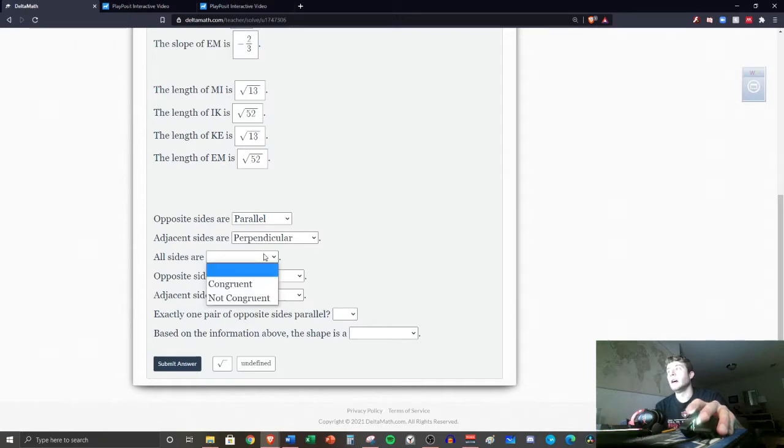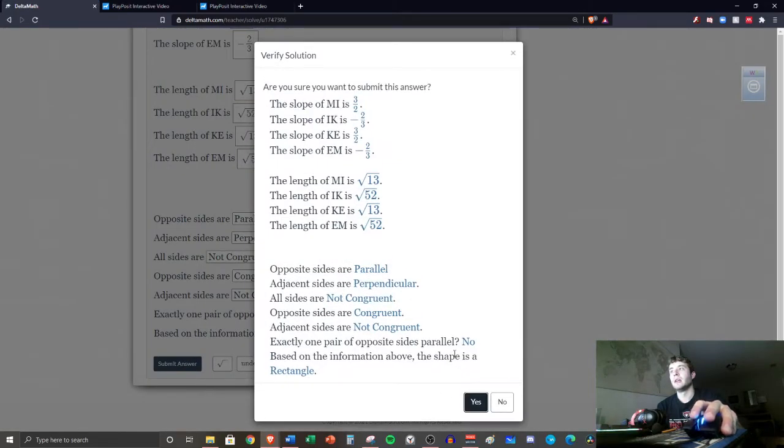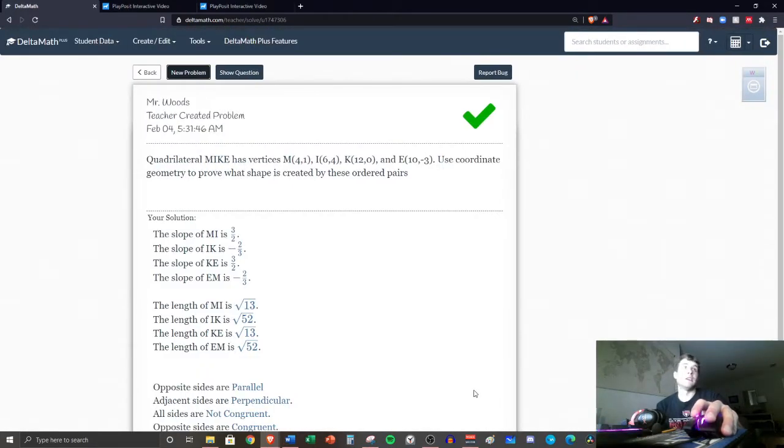All sides congruent? No. If they were, all of these would be equal, and they're not. Opposite sides congruent? Yes, that is true. 52 and 52, square root 52, that's KE and IM. These are congruent as well. Adjacent sides congruent? No, they're not. Exactly one pair of opposite sides parallel? That's not true. Based on the information given above, it is a rectangle. We submit. There we go.